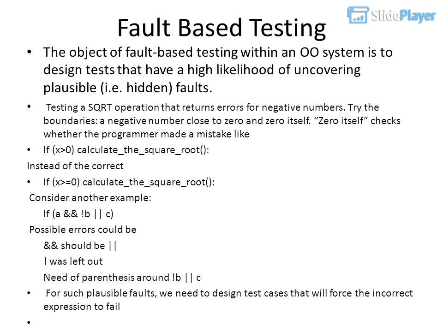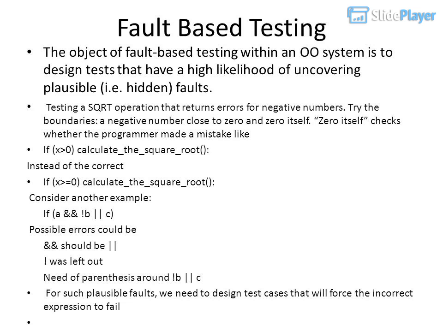Testing a SQRT operation that returns errors for negative numbers. Try the boundaries, a negative number close to 0 and 0 itself. 0 itself checks whether the programmer made a mistake like if x greater than 0, calculate_the_square_root, instead of the correct if x equals 0, calculate_the_square_root.